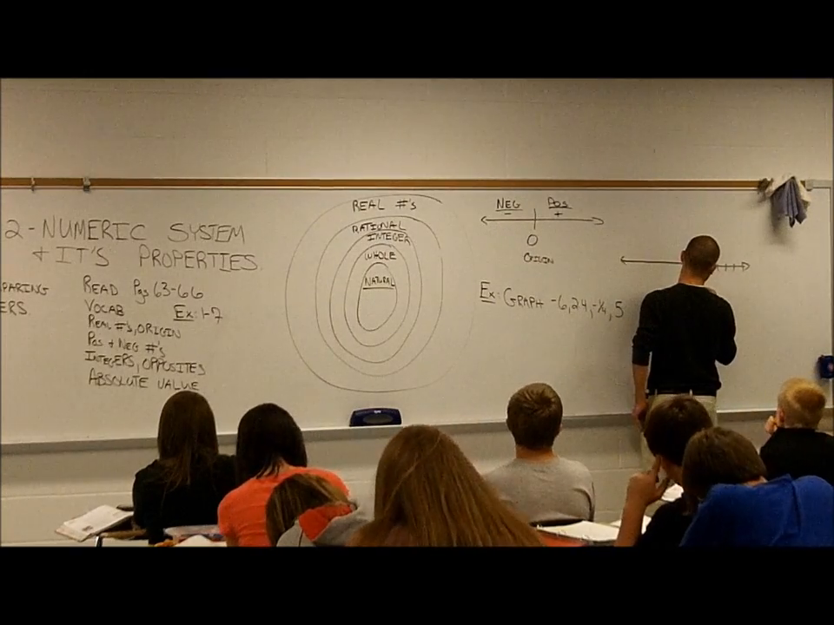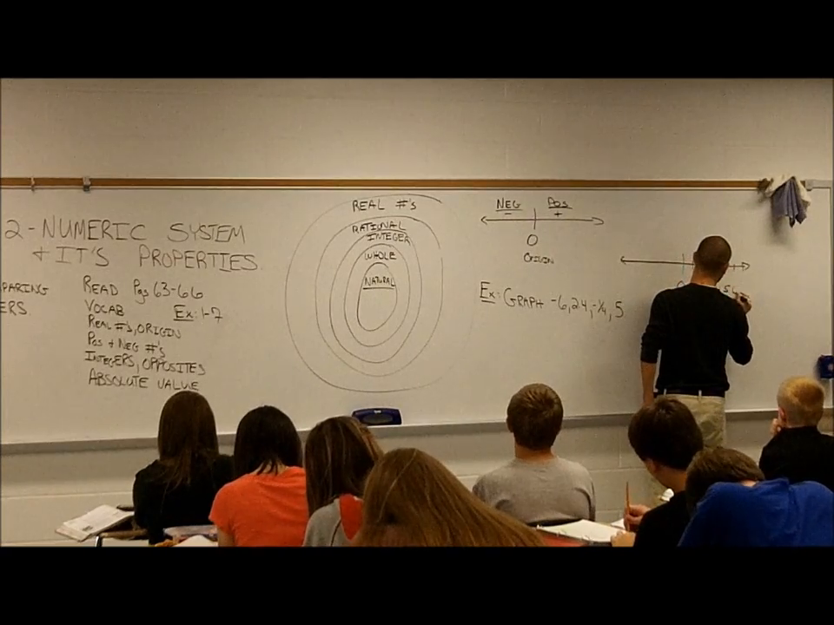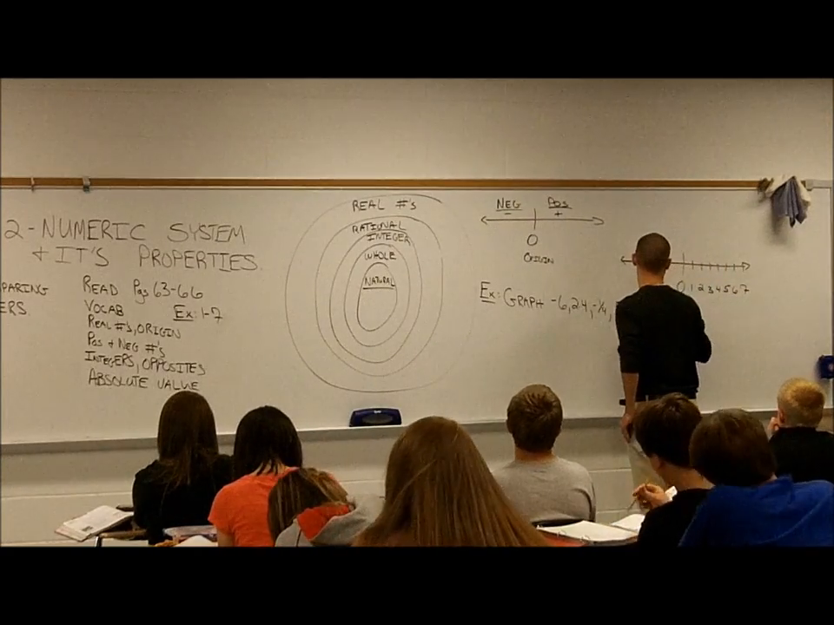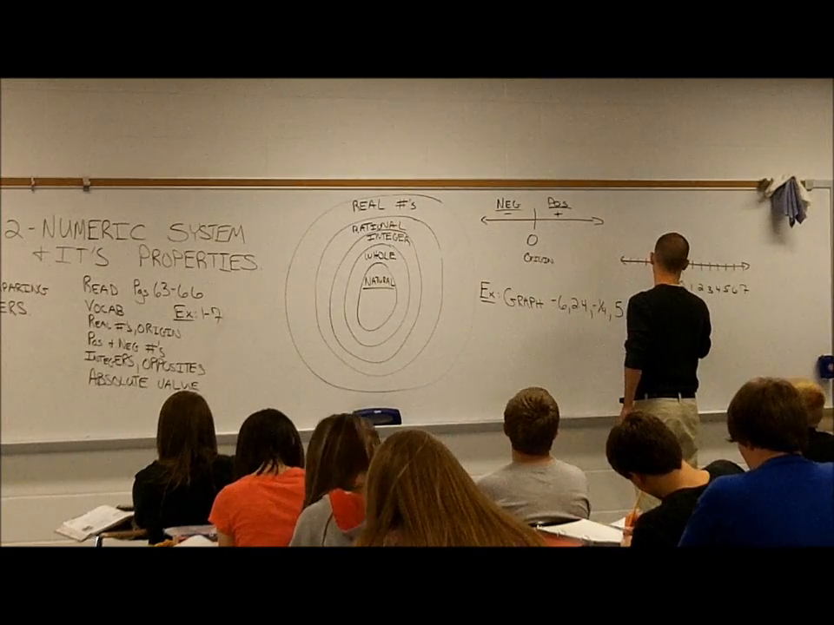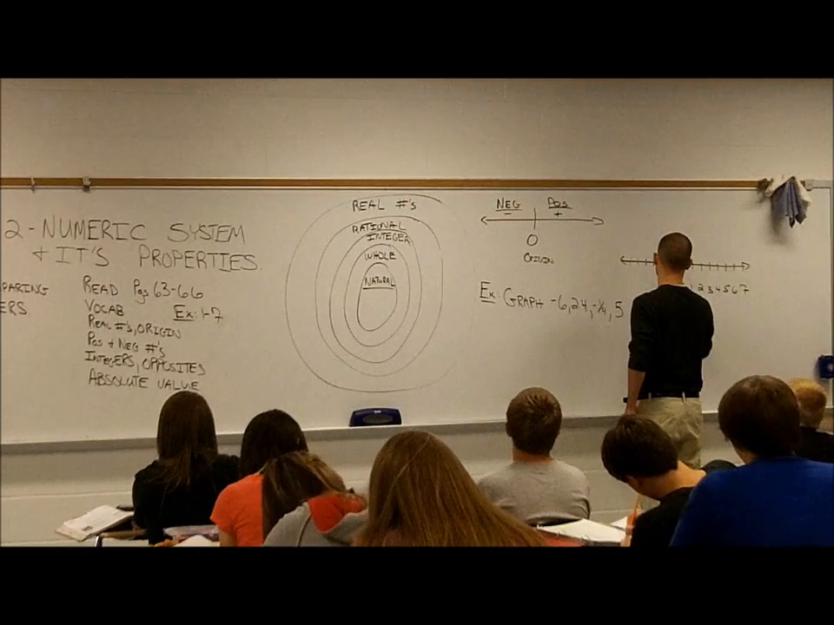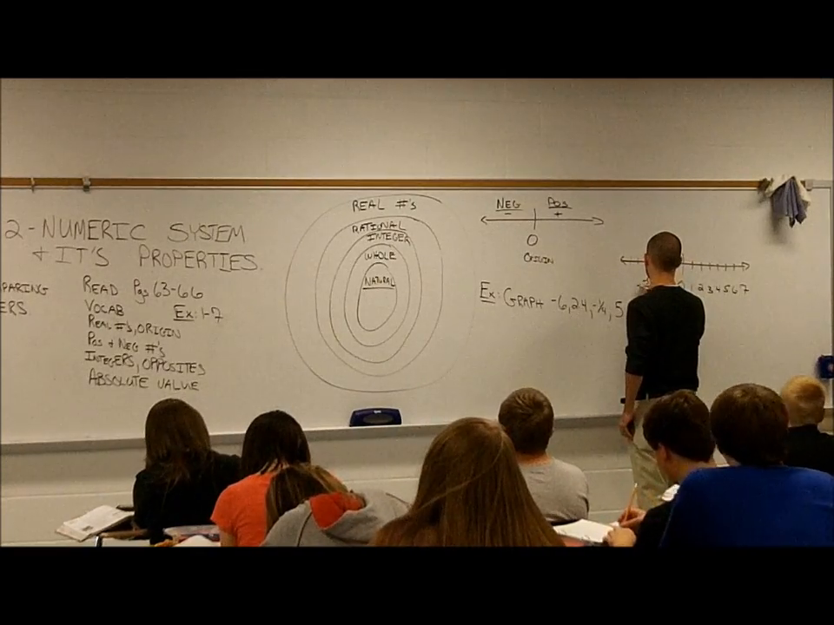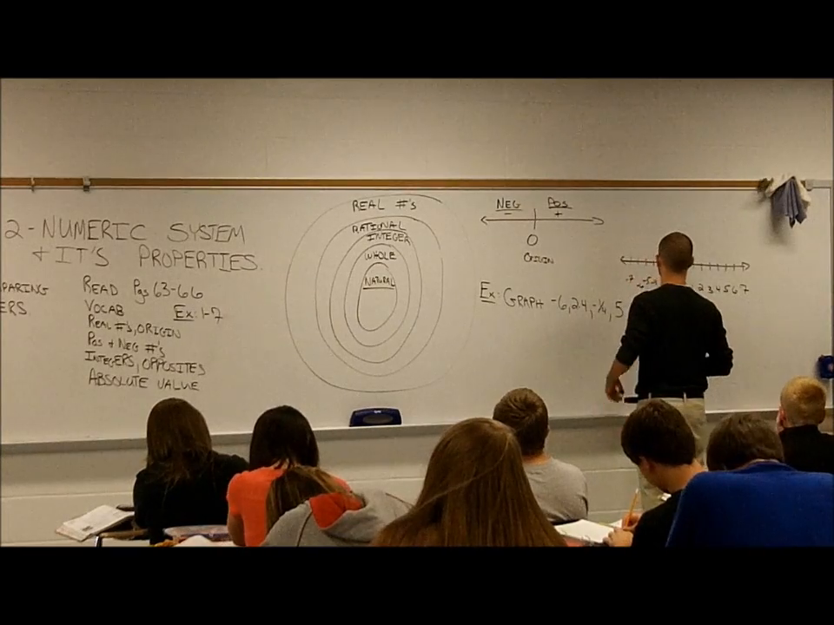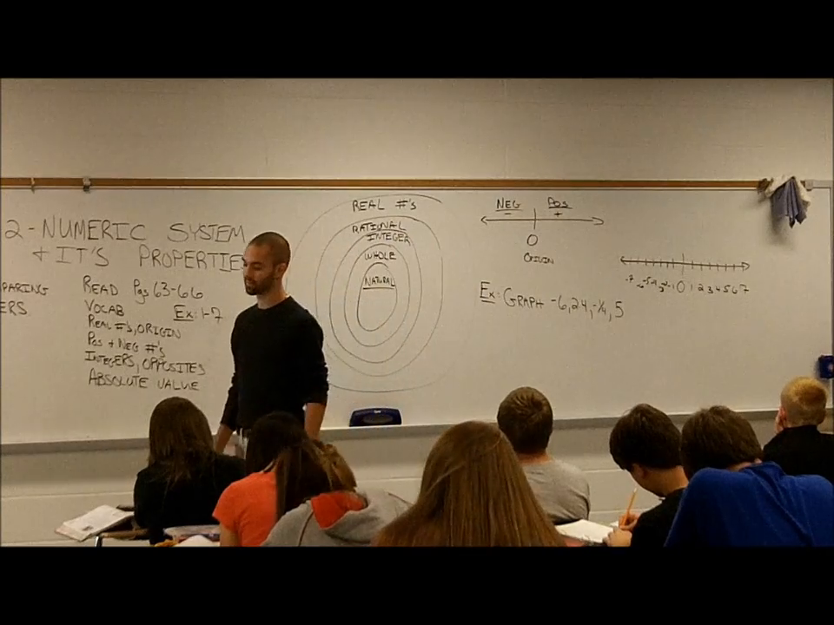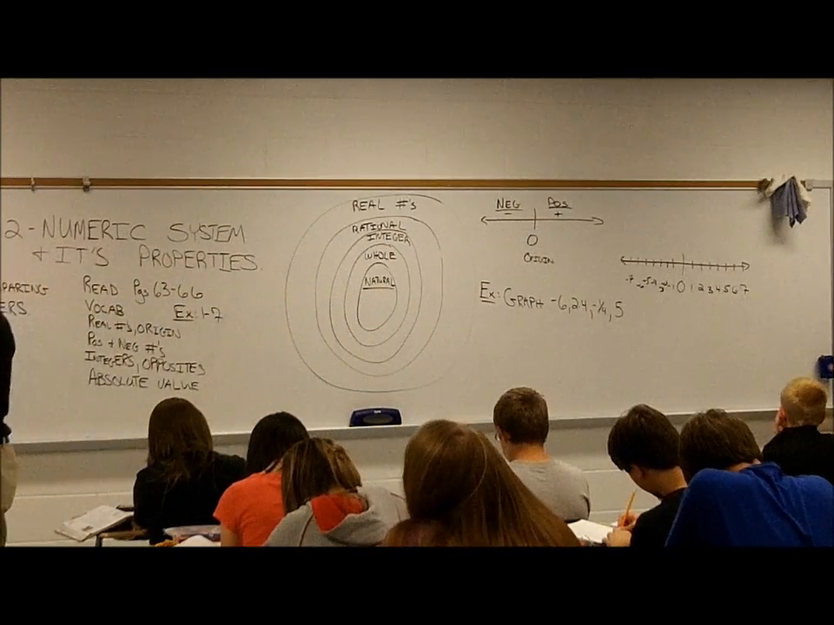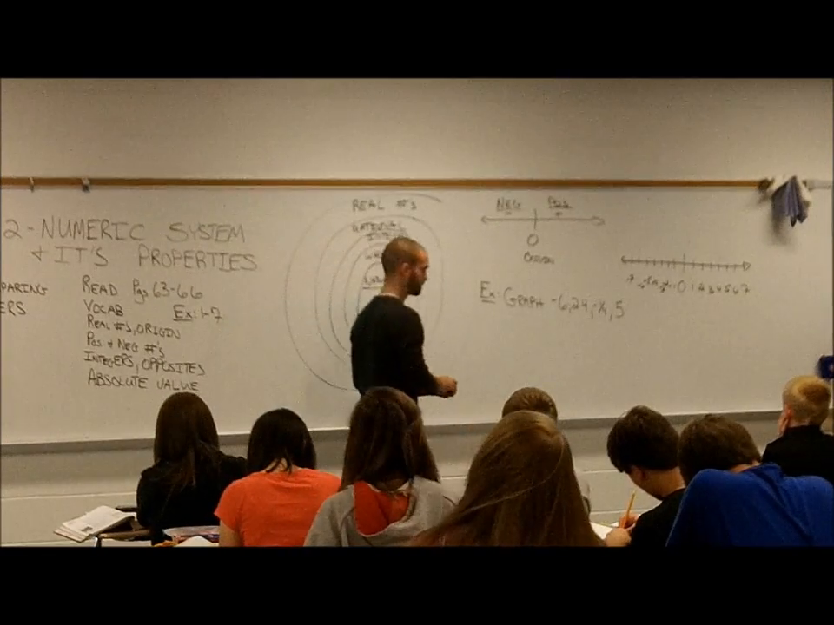1, 2, 3, 4, 5, 6, and 7. We'll go back the other way. Negative 1, negative 2, negative 3, negative 4, negative 5, negative 6, negative 7. The negatives make you use up more room because you have to add the negative symbol.